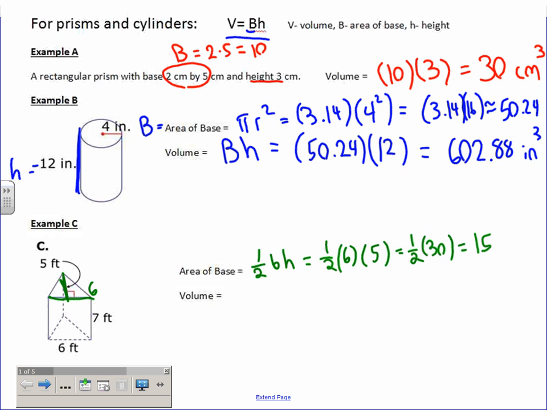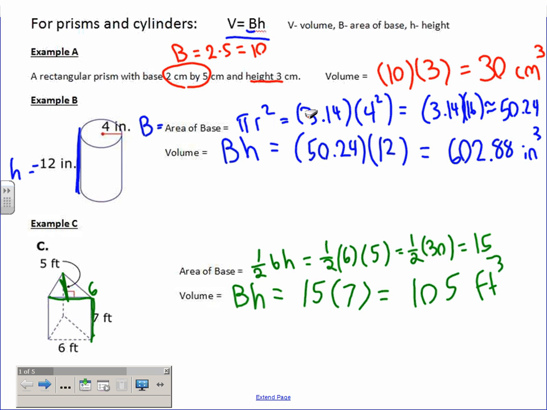So to find the volume, I just got to do area of the base times the height. So 15 times the height of the prism, the height of the 3D object, which is 7 feet. So 15 times 7. And I should know this one. Well, 10 times 7 is 70 plus 35. So that should be 105. Yep. So 15 times 7 is 105. And this time it's cubic feet. All right, so that's how you can find volume of prisms and cylinders.